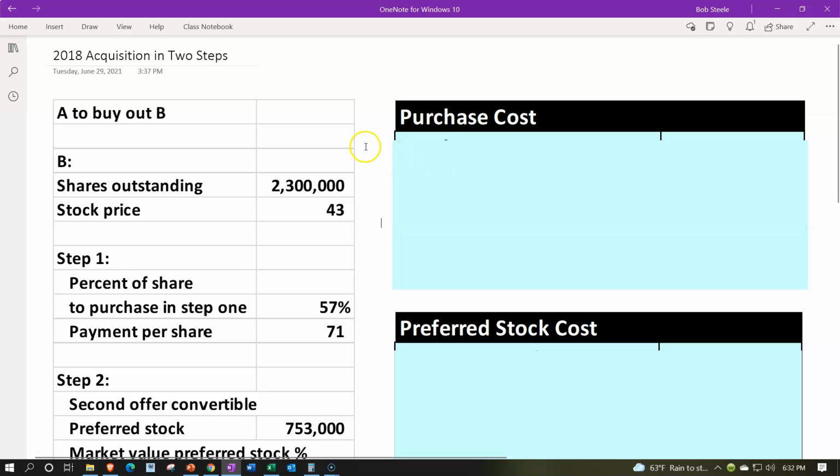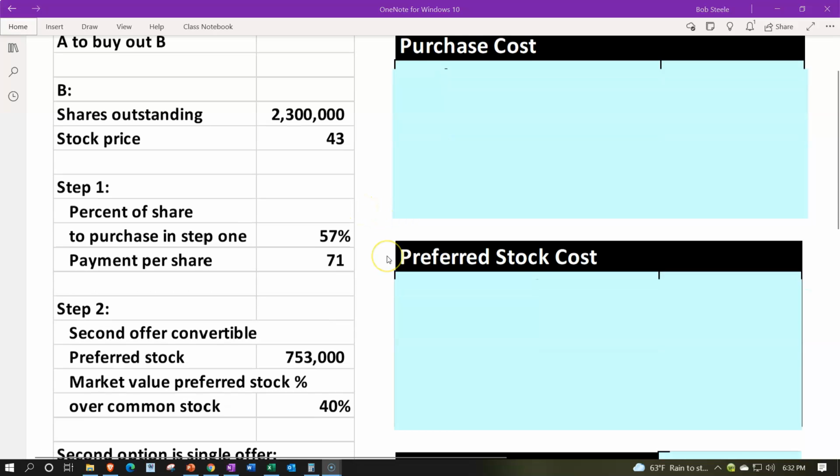So we have A to buy B. B's shares outstanding are 2,300,000. The stock price is $43. Then we have step 1, the percent of shares to purchase in step 1 is 57%, noting that anything over 51% would in essence give them the controlling interest.